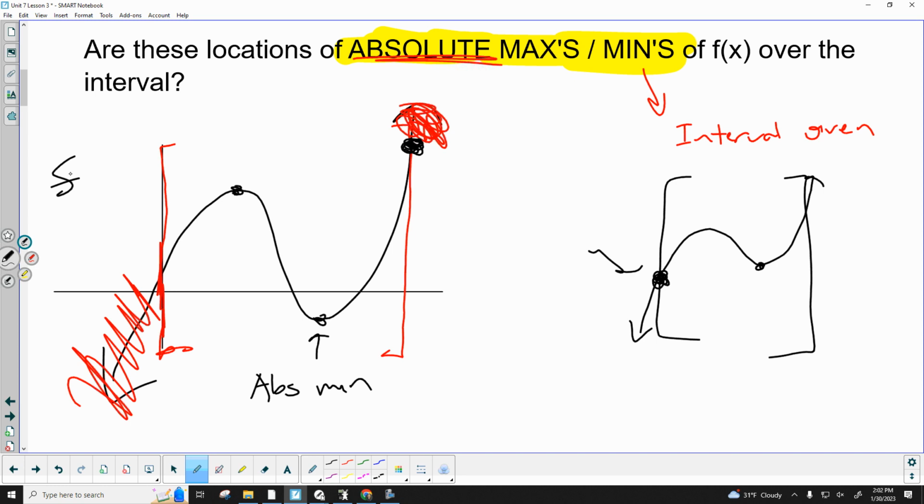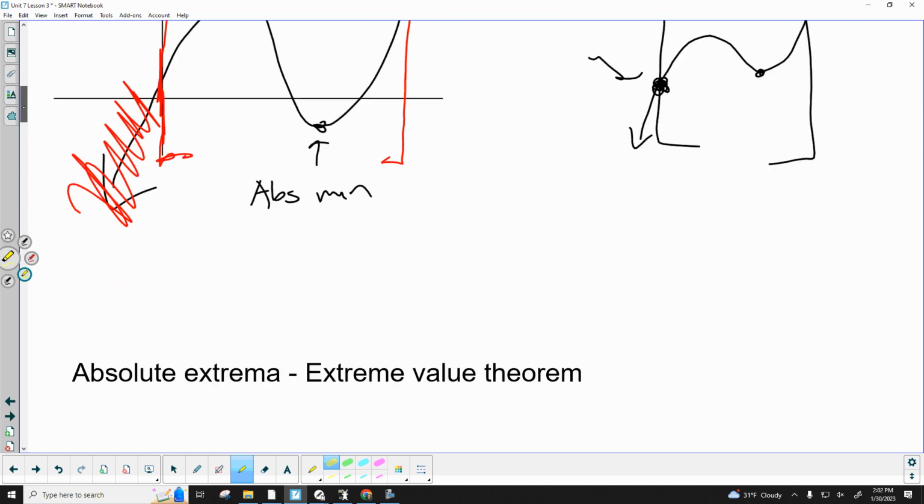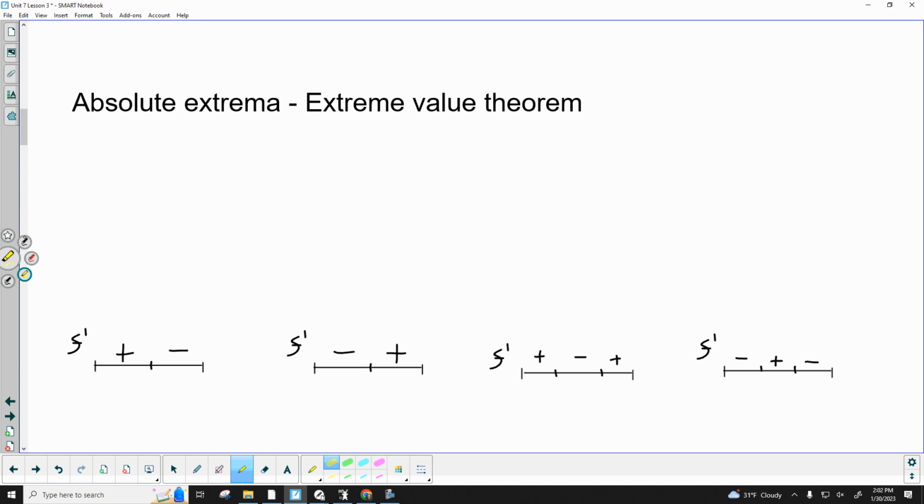Okay, so heads up, if an interval is given, what do we have to worry about? The beginnings and the ends. Okay, and this is called the extreme value theorem. It says an overall max or a min can be at a relative max or a min or at an endpoint.